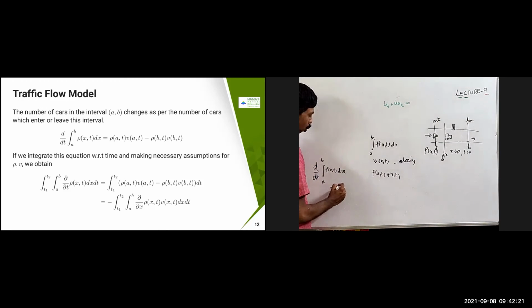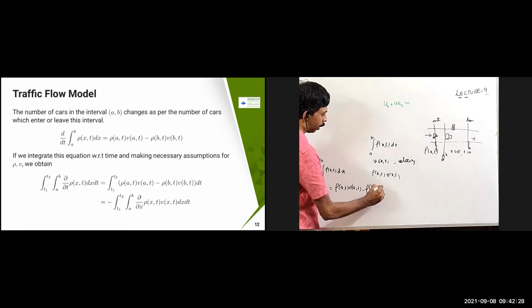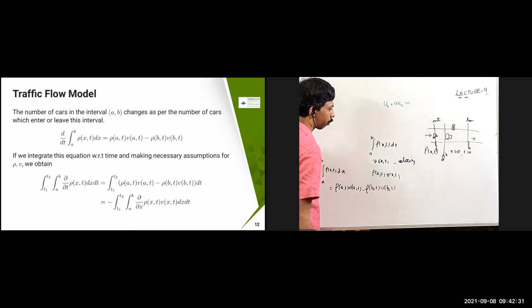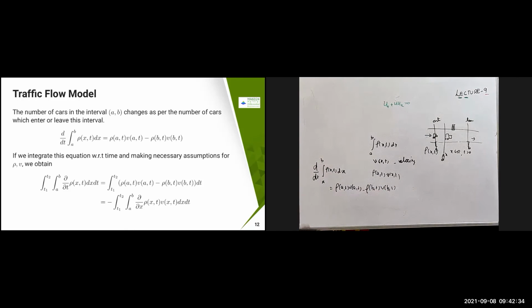That is nothing but rho of (a, t) times v of (a, t) minus rho of (b, t) times v of (b, t). Now I'm going to integrate this with respect to time, making the necessary assumptions on rho and v that are required for the analysis. You need to use the Leibniz rule, because you are going to apply the change of things. So I'm just going to take an interval.